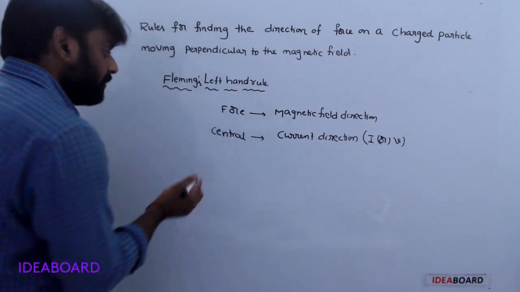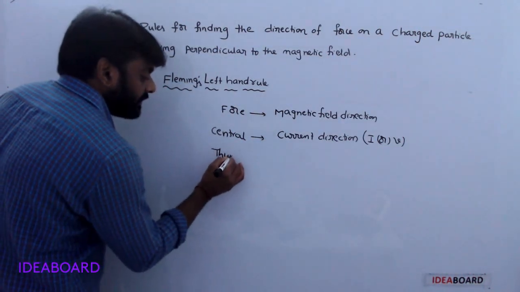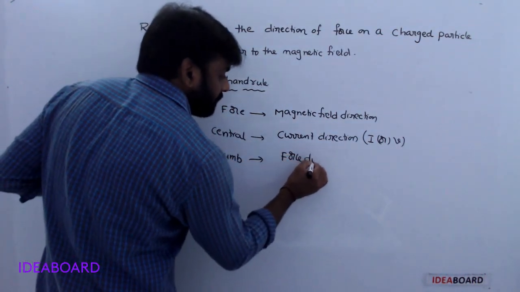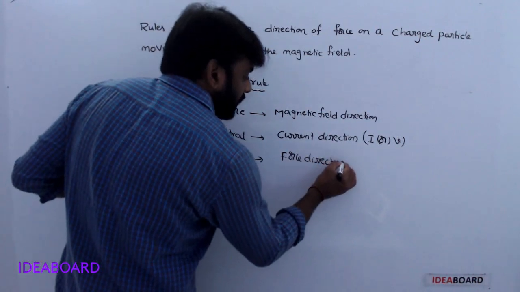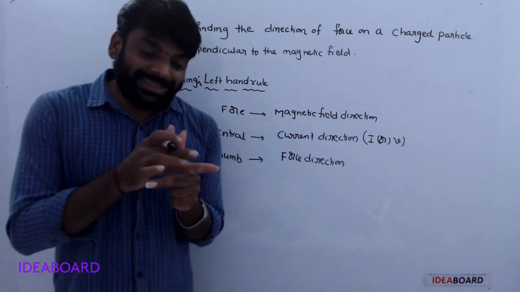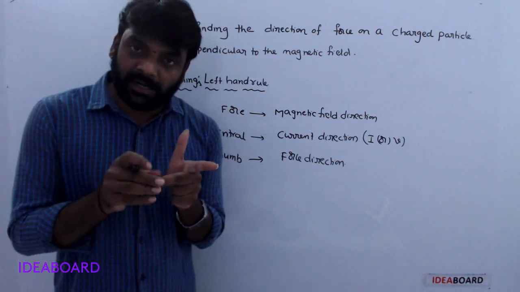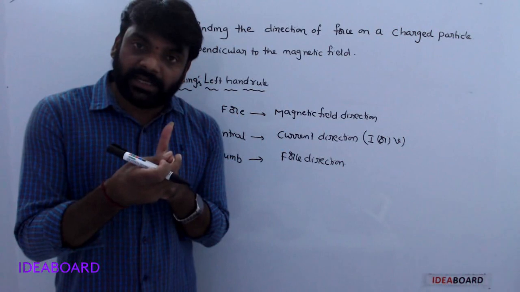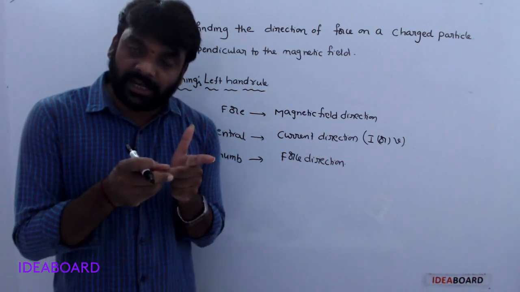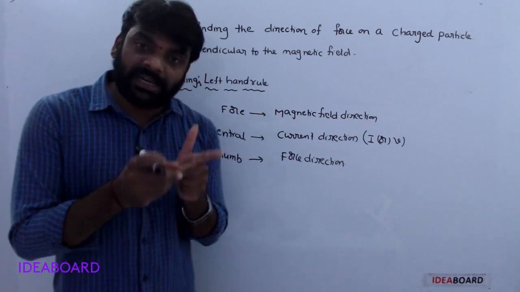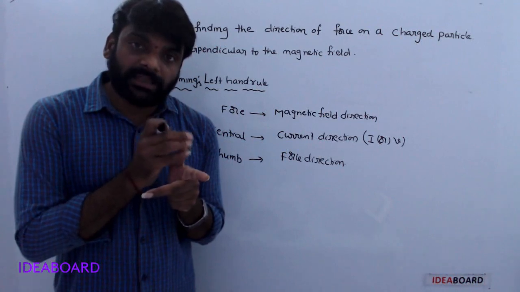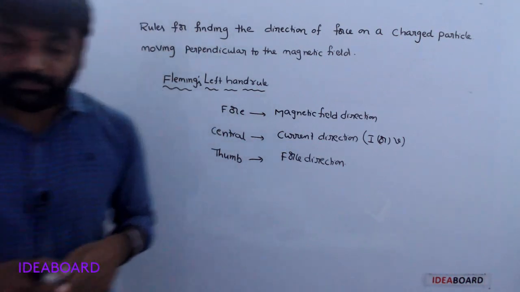Now, thumb represents the force direction. Once again, Fleming left hand rule. First of all, these three fingers stretched perpendicularly. Forefinger represents the magnetic field direction. Central finger represents the current direction or positively charged particle velocity direction. And thumb represents the force.